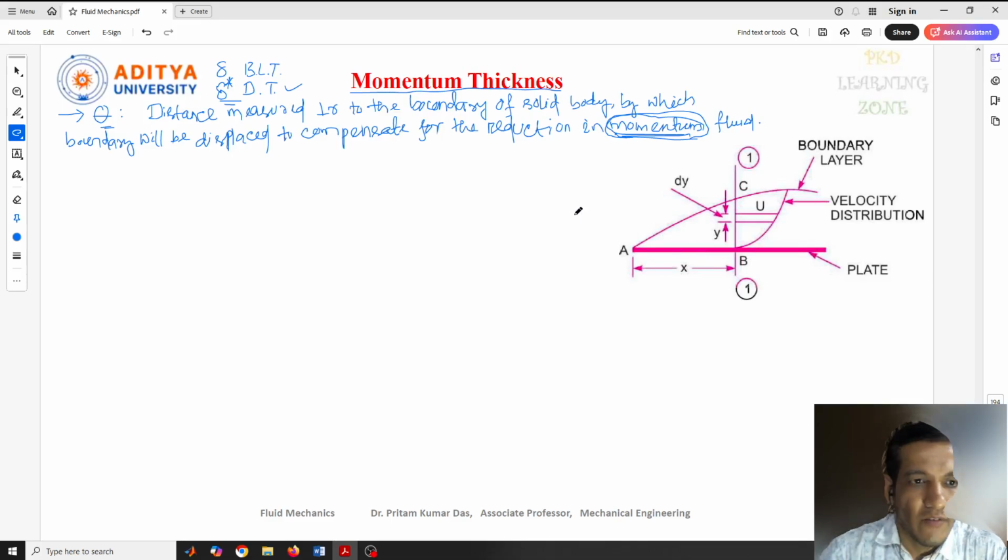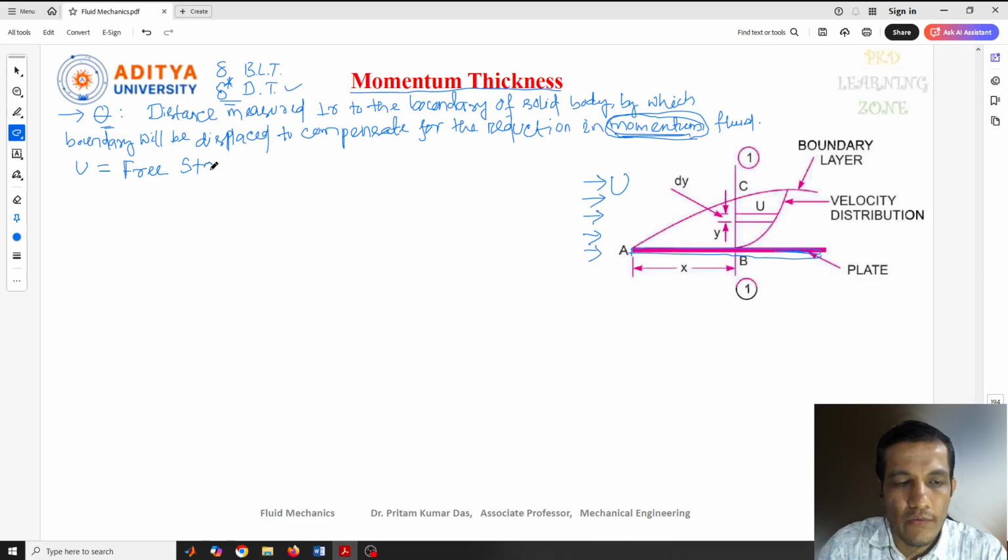We need to consider a flow over a plate. We have already taken this same diagram for the displacement thickness also. This is the plate we have taken here, and the fluid is flowing over this plate with a velocity U, where U is the free stream velocity.